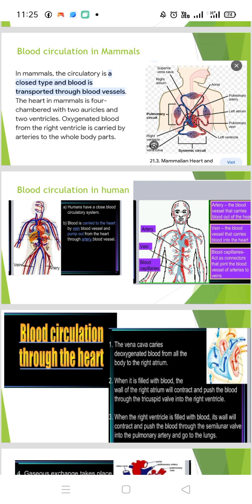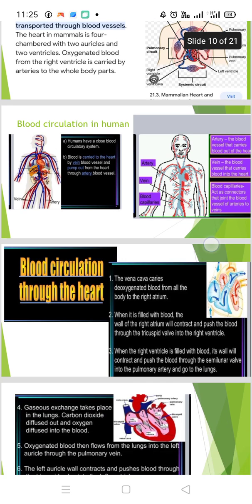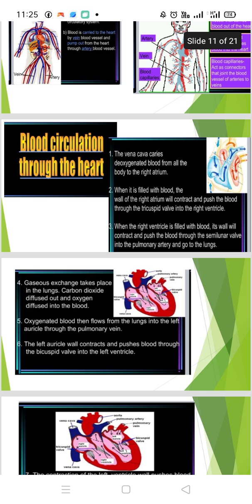Artery, vein, blood capillaries. Artery is the blood vessel that carries blood out of the heart. Vein, the blood vessel that carries blood into the heart. Blood capillaries act as connectors that join the blood vessels of arteries to veins. The vena cava carries deoxygenated blood from all the body to the right atrium.